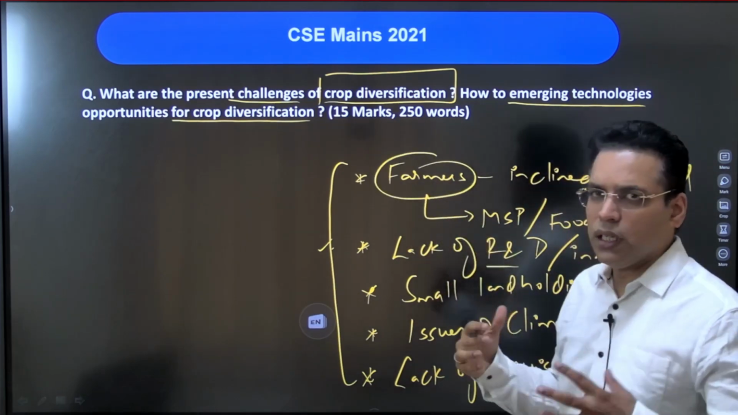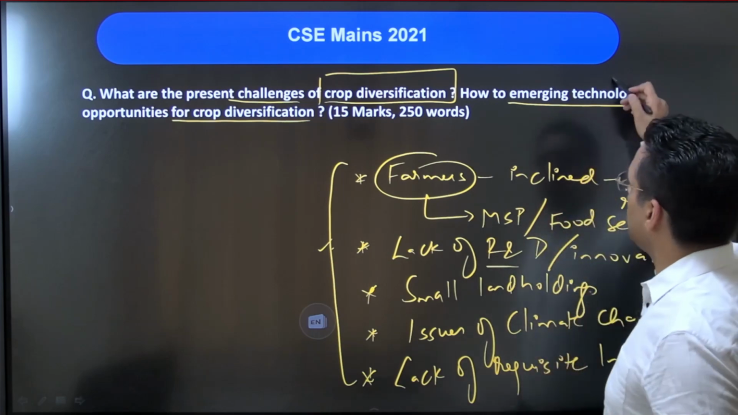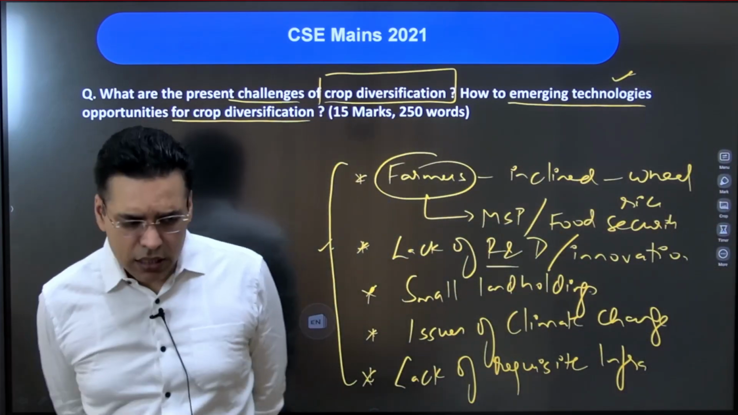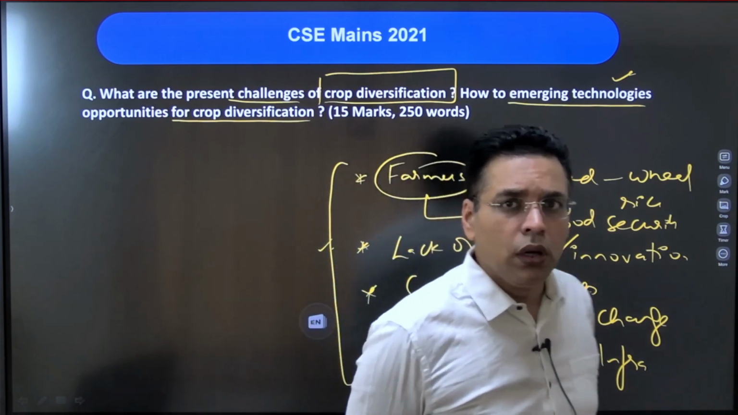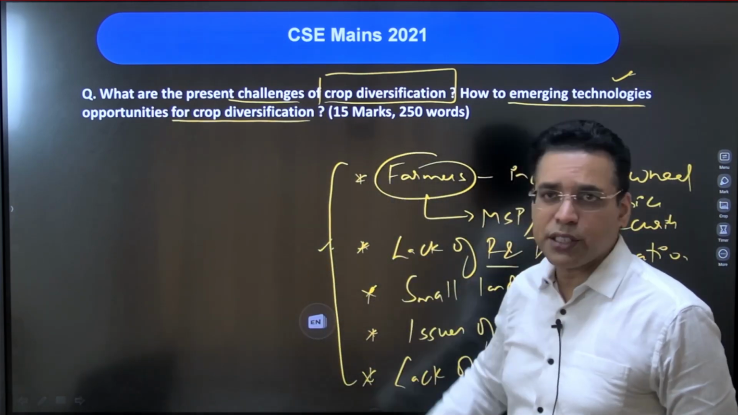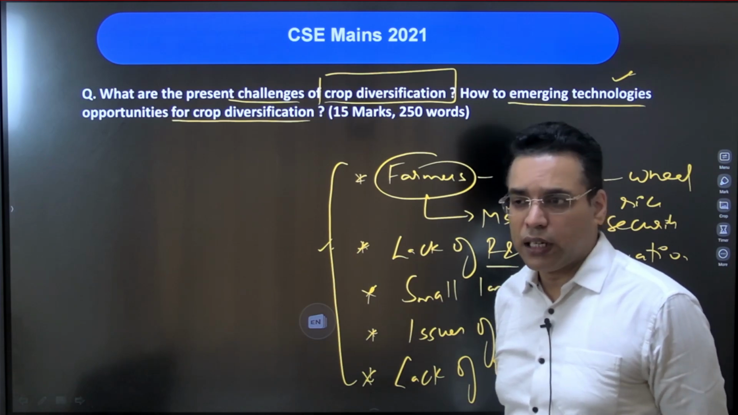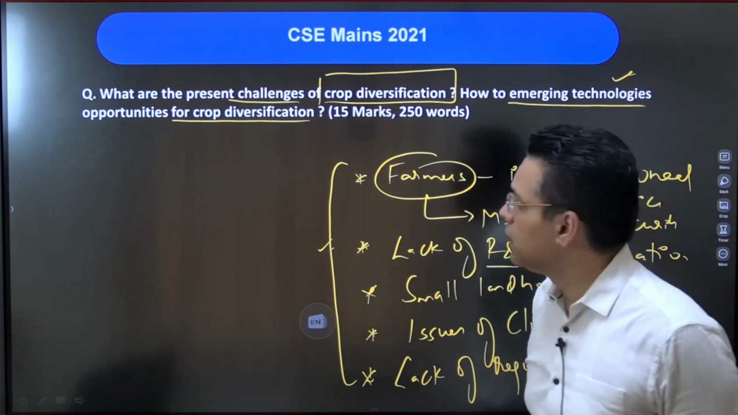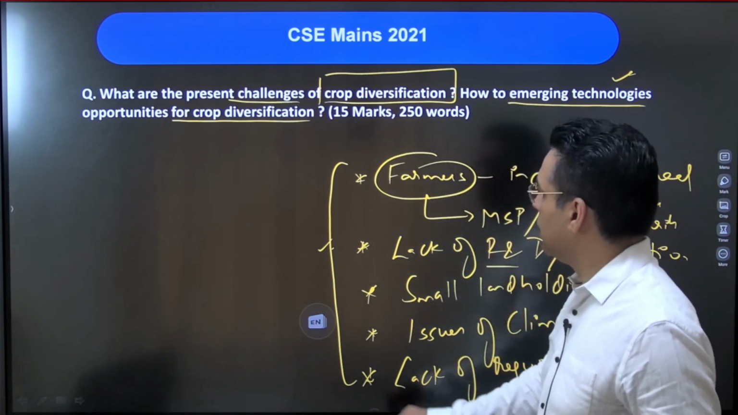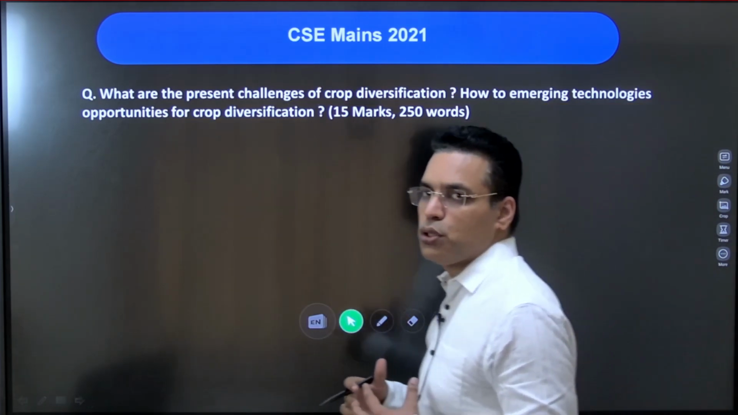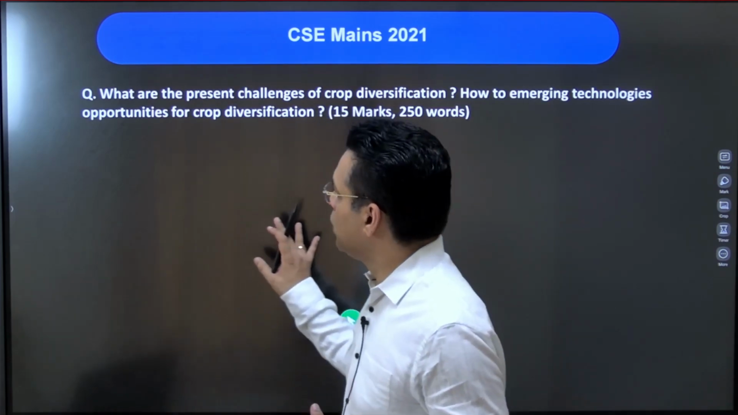Again, I'll be covering this in detail when we study this topic. So how do emerging technologies create opportunities for crop diversification? Emerging technologies include the new intensive rice yield cultivation. In the explained section we discussed that new technologies are coming and increasing the yield, and they are more crop resistant. But again, we have to diversify and create opportunities for other crops as well, not only for wheat and rice.